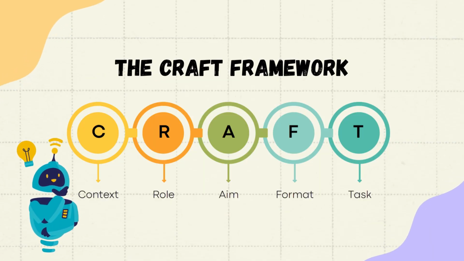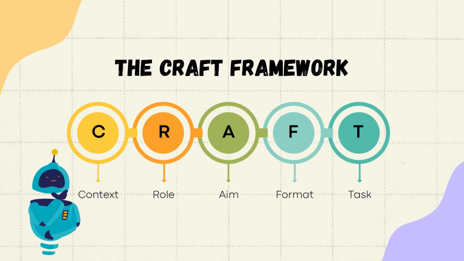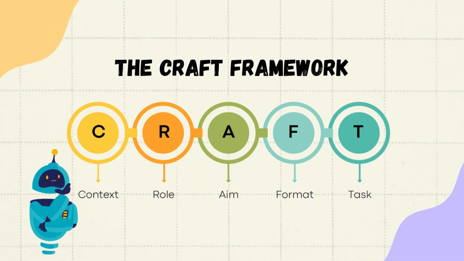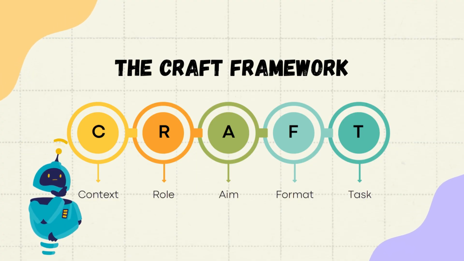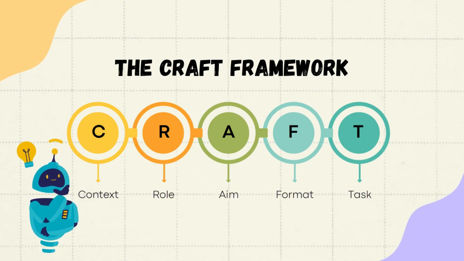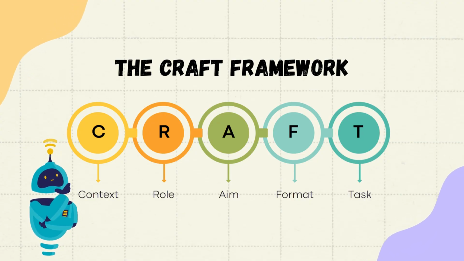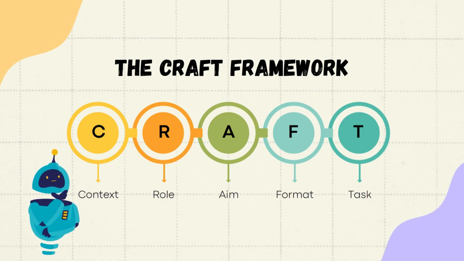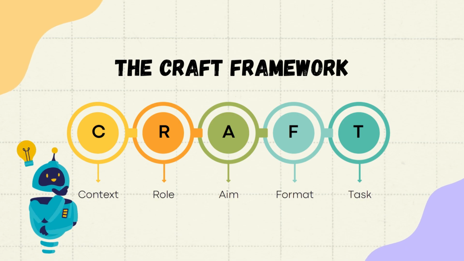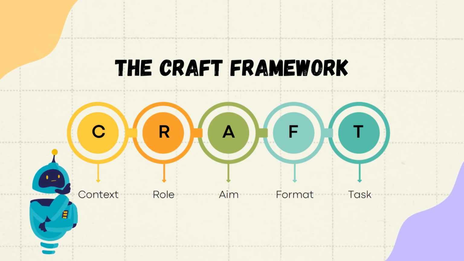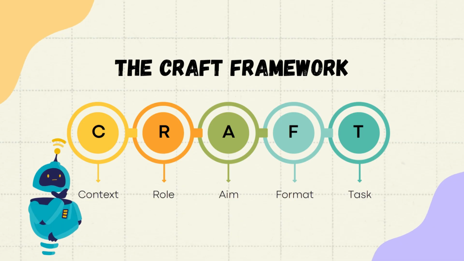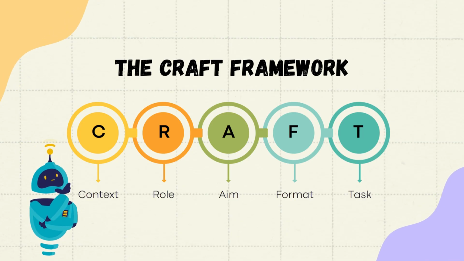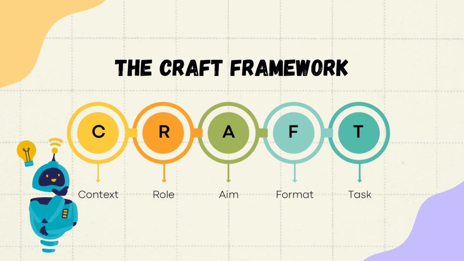The CRAFT framework helps structure your prompts by focusing on five key elements. C stands for context, providing background information. R stands for role, defining who the AI should be. A stands for aim, clarifying the purpose. F stands for format, specifying the desired output format. T stands for task, detailing what needs to be accomplished. Let's explore each component and see how they work together.